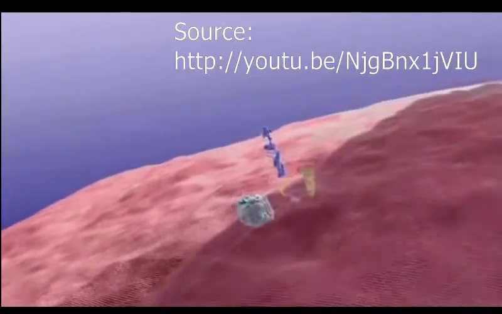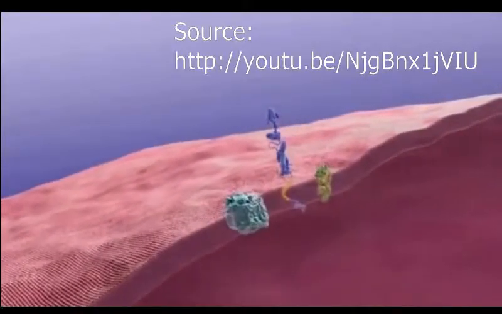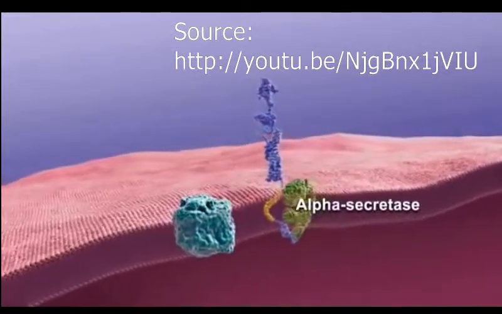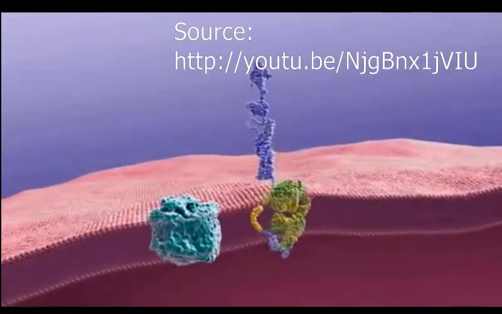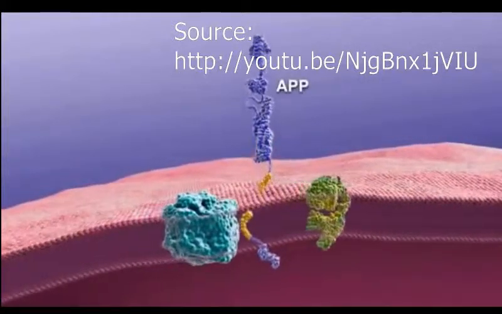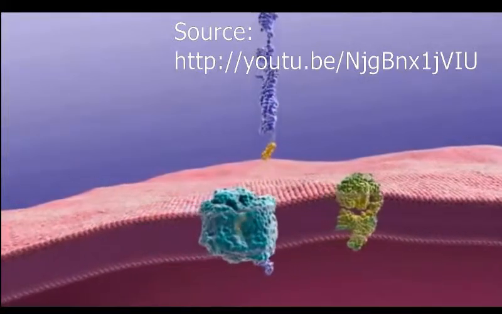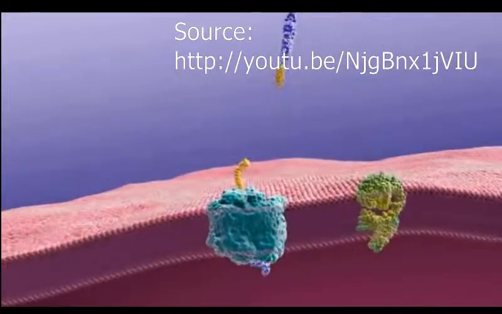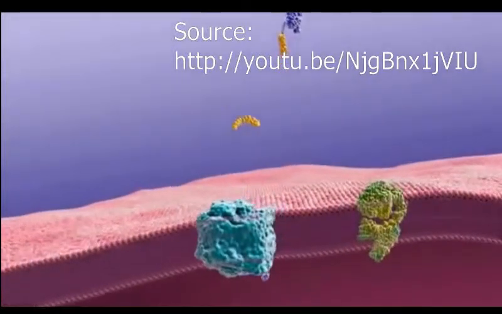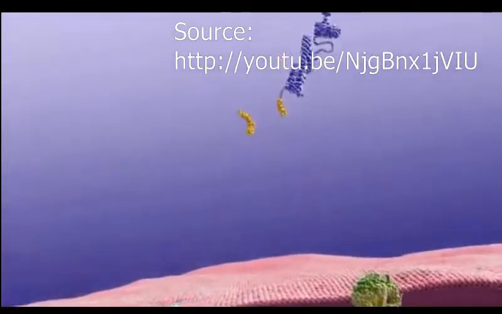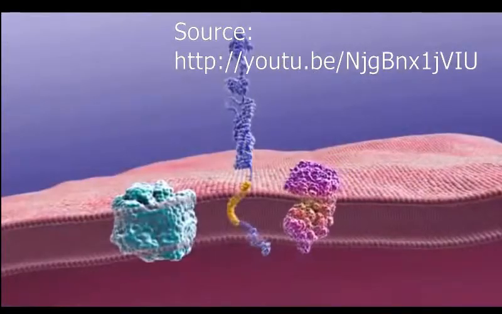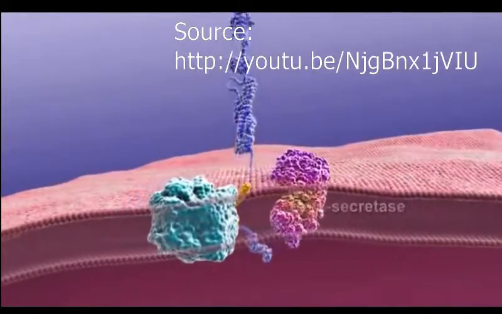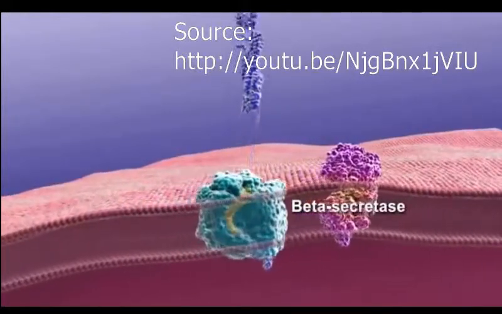Plaques form when specific proteins in the neuron's cell membrane are processed differently. Normally, an enzyme called alpha secretase snips amyloid precursor protein, or APP, releasing a fragment. A second enzyme, gamma secretase, also snips APP in another place. These released fragments are thought to benefit neurons. In Alzheimer's disease, the first cut is made most often by another enzyme, beta secretase.